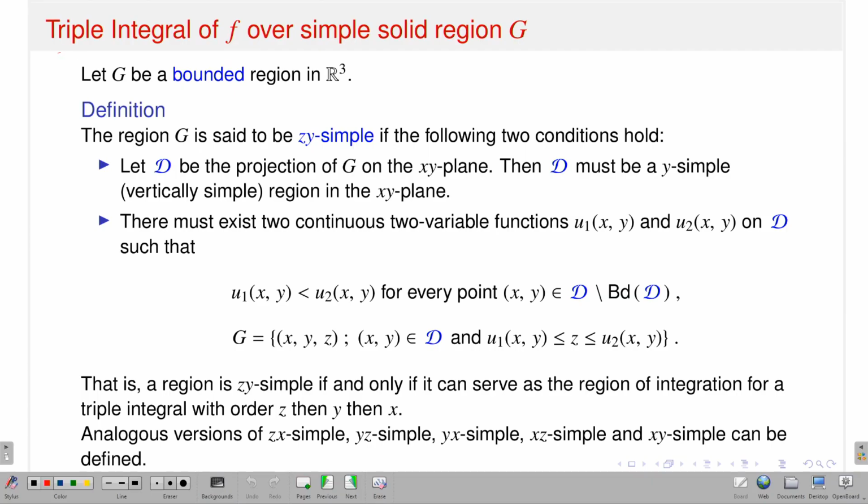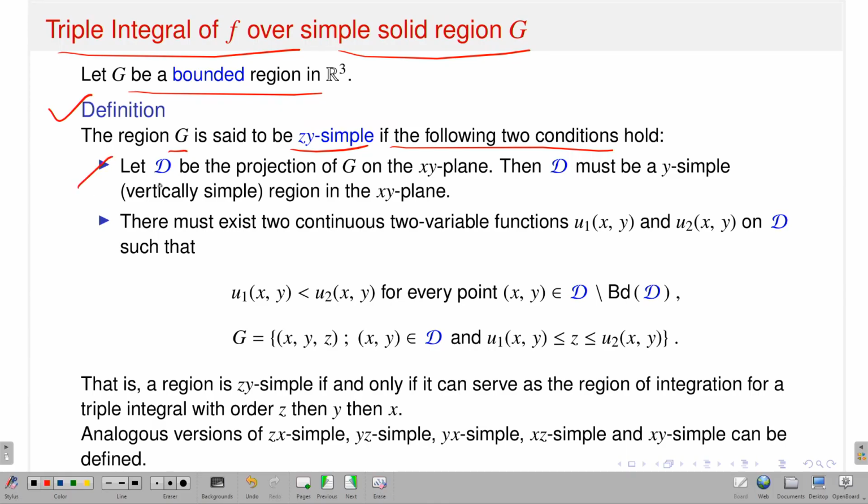So the first one is the triple integral of f over a simple solid region G. Let's see what that region actually is, then it will be clear. Let G be a bounded region in R3. I am putting a definition here. I am saying that the region G is said to be ZY simple. I am saying that if the domain G satisfies these properties, then it is ZY simple. What are the properties? If the following 2 conditions hold.